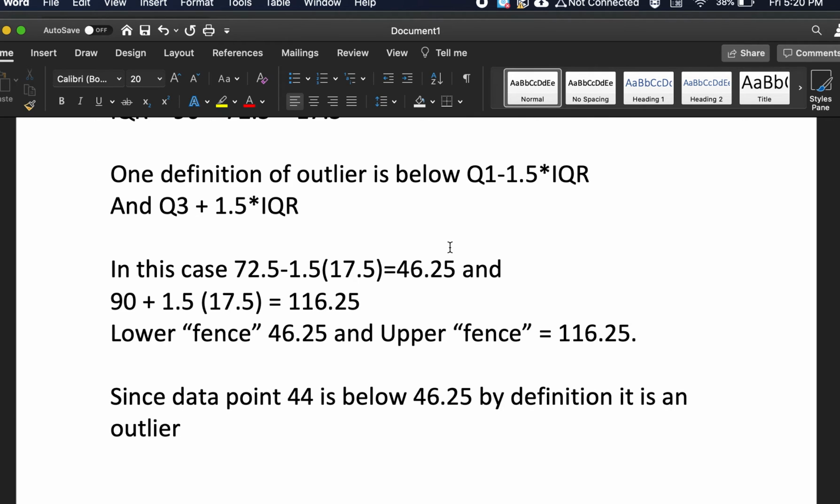Some places call it a fence. I think your worksheet calls it a fence. The lower fence and the upper fence. Since the data point 44, which was on the original list, is below 46.25, by definition, it's an outlier.